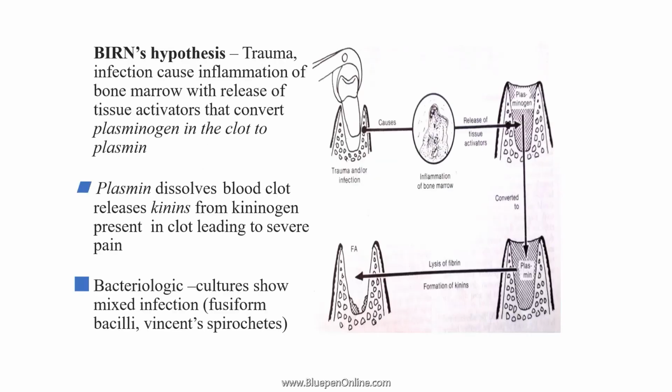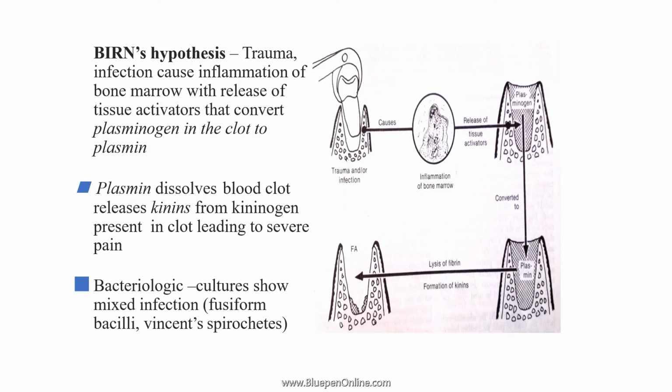Now, let's see what is Birn's hypothesis. As you can see in the picture, the doctor is undergoing an extraction procedure, right? He's using forceps there. When you're using forceps and doing an extraction, definitely there is trauma. This trauma is going to cause an infection, or it can be because of infection. So this trauma or infection is going to cause an inflammation of the bone marrow. Definitely, yes, right? And this actually releases tissue activators.